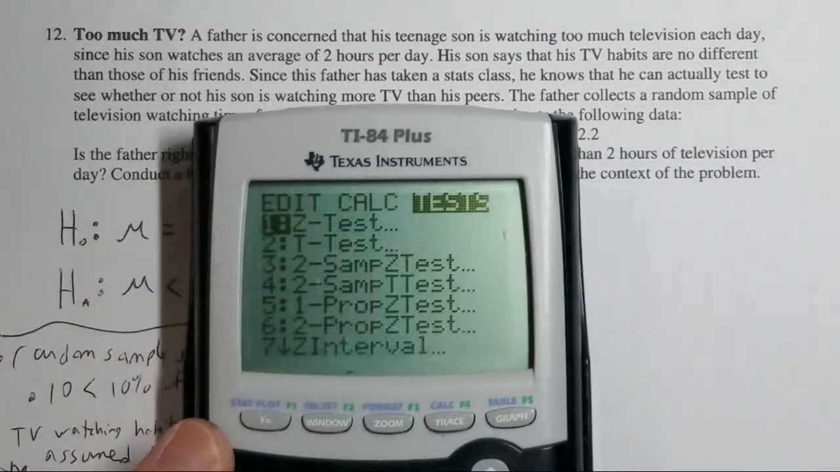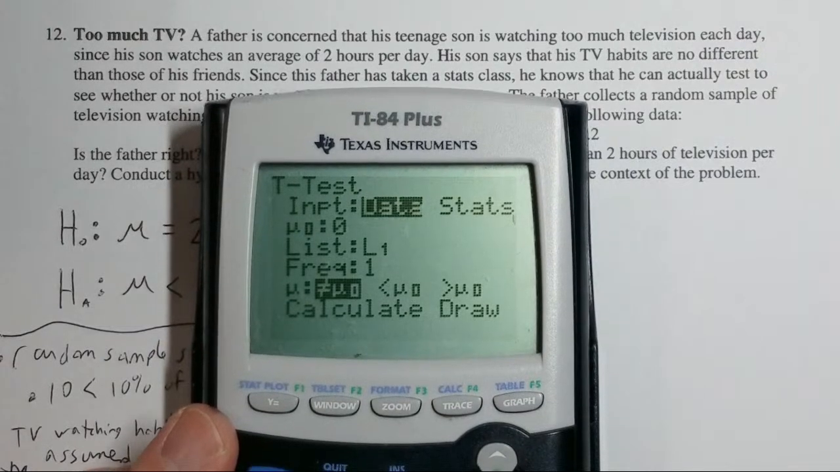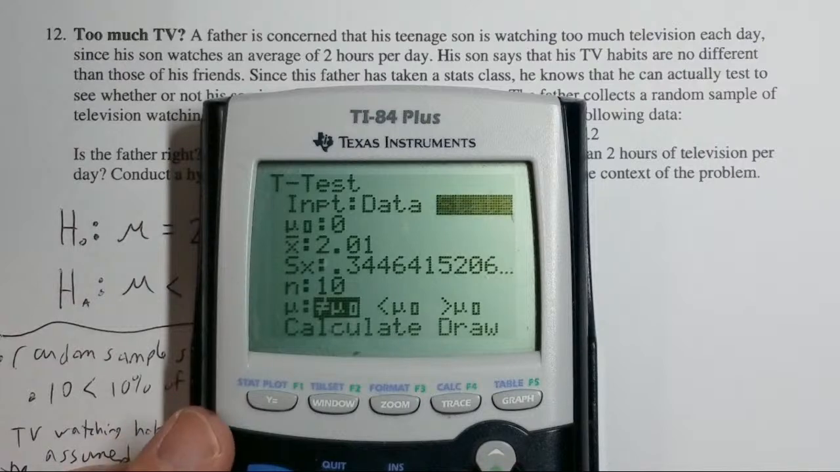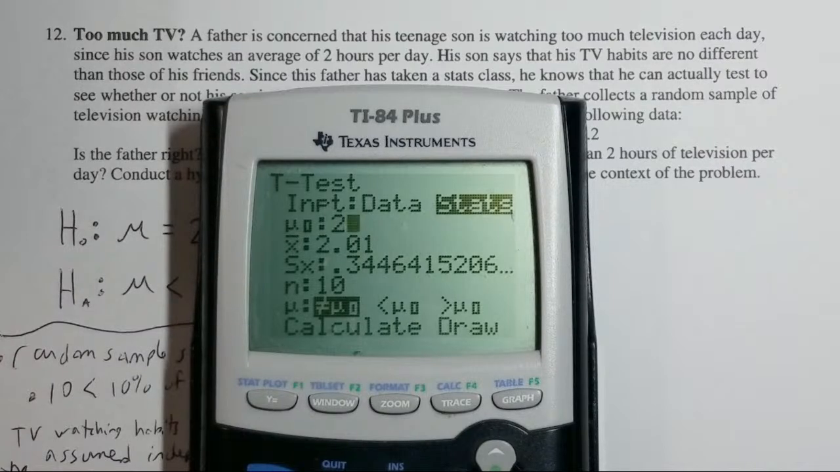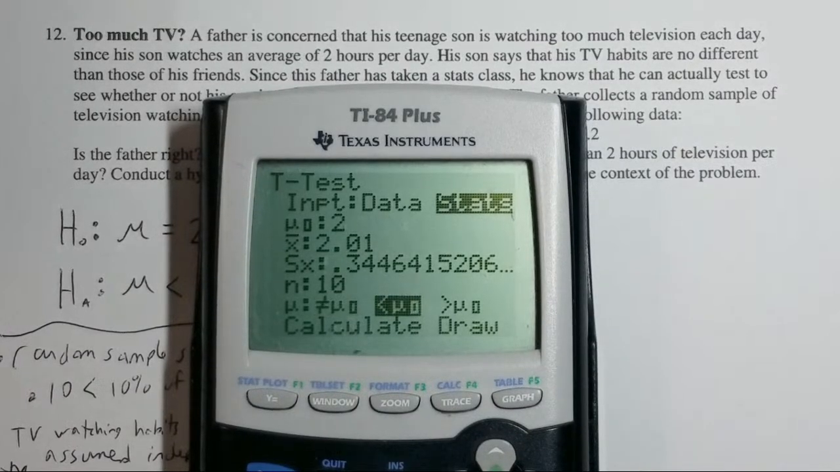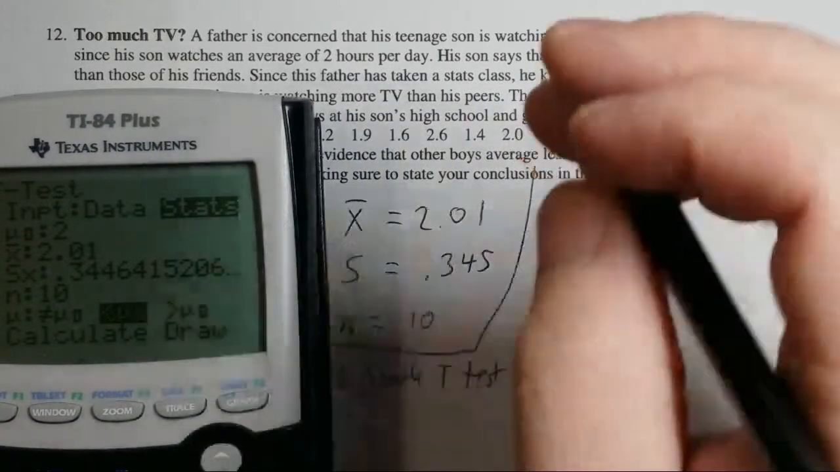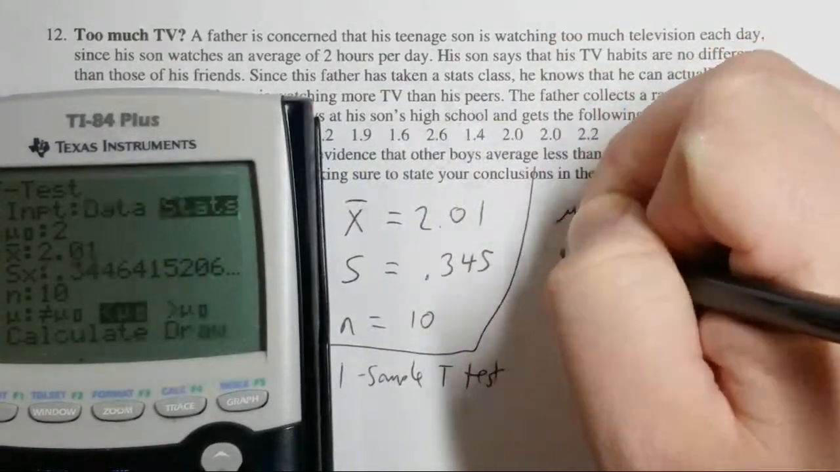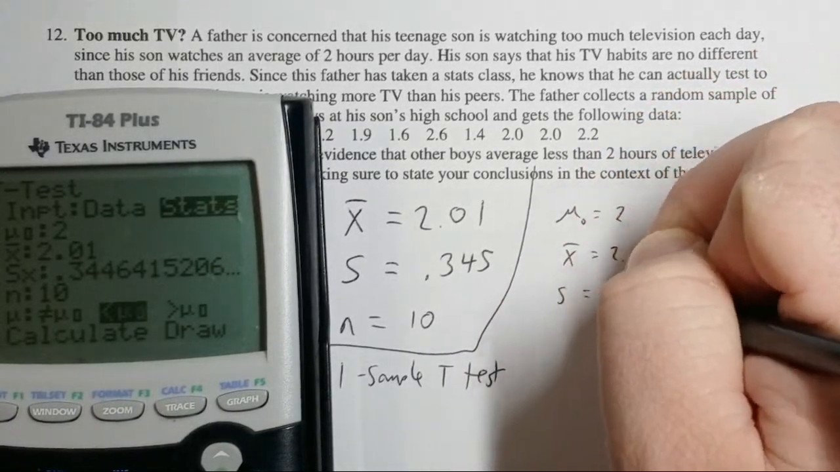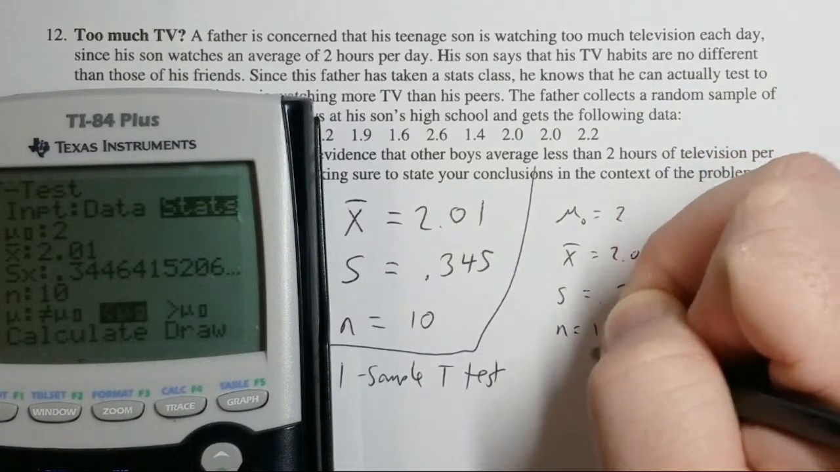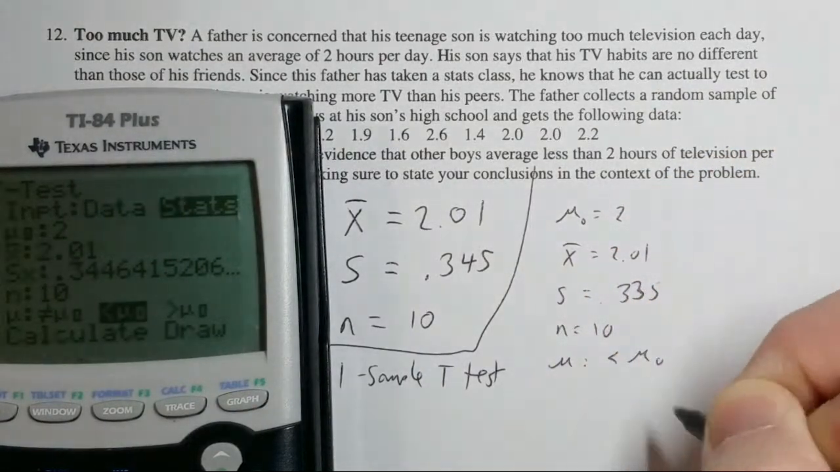If I go to tests, and I go down to t-test, go over stats, a lot of that information is already there for you. The x bar is there, the s is there, the n is there. The mu is 2. And again, yes, I understand that 2.01 is indeed greater than, but the context of the problem calls for you to go less than. This is one of those trickier problems. So mu sub 0 is 2, x bar is 2.01, s is 0.335, n is equal to 10. We're doing mu is less than mu sub 0.